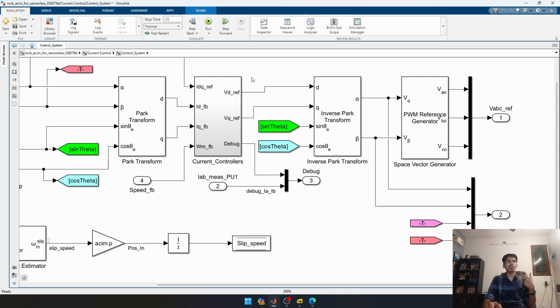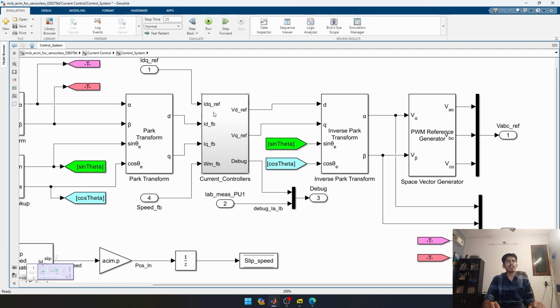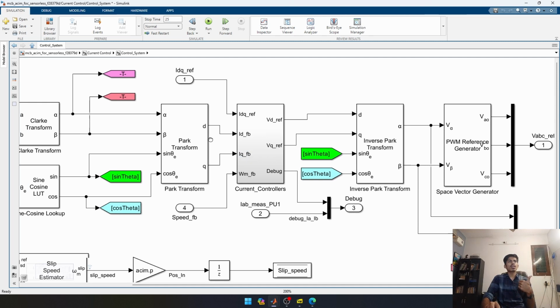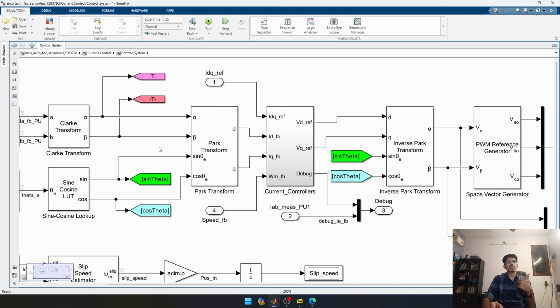This V alpha, V beta is being generated inside this current controller. There is a PI controller which takes the ID and IQ reference currents generated by the speed control system, and compares them against the actual ID and IQ currents. The actual ID and IQ currents are the Park transformed, or DQ transformed, version of the I alpha, I beta currents. So it will generate an error signal. It will be multiplied with the PI gains and other things inside, which we'll take a look at later.